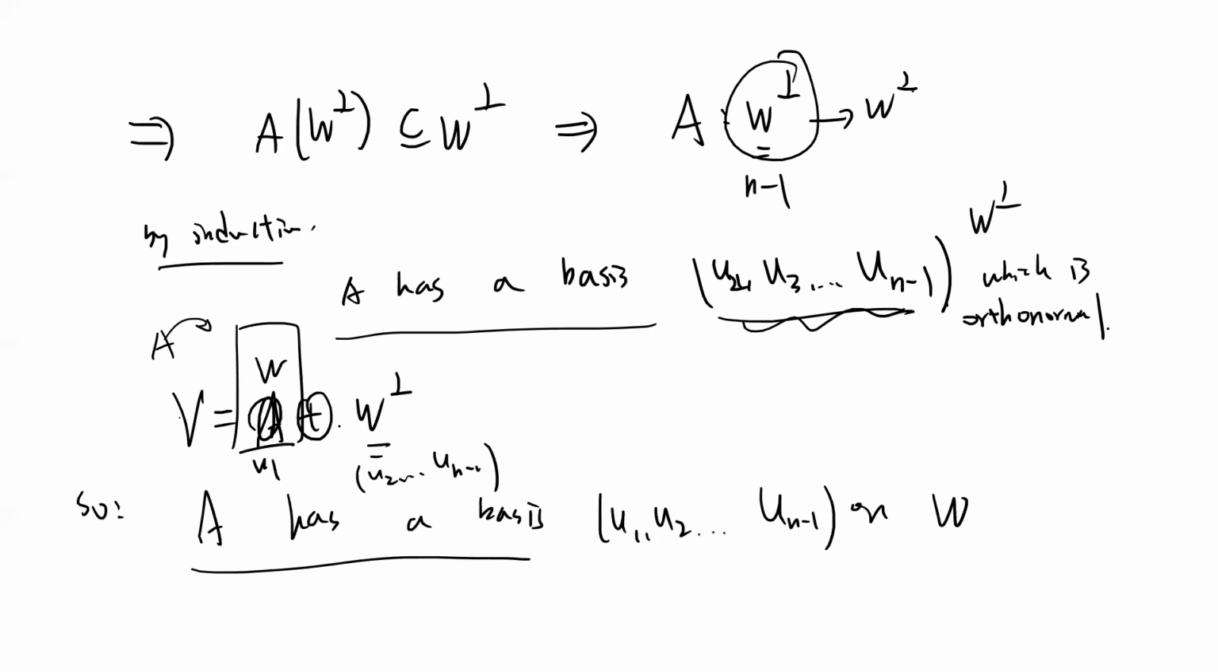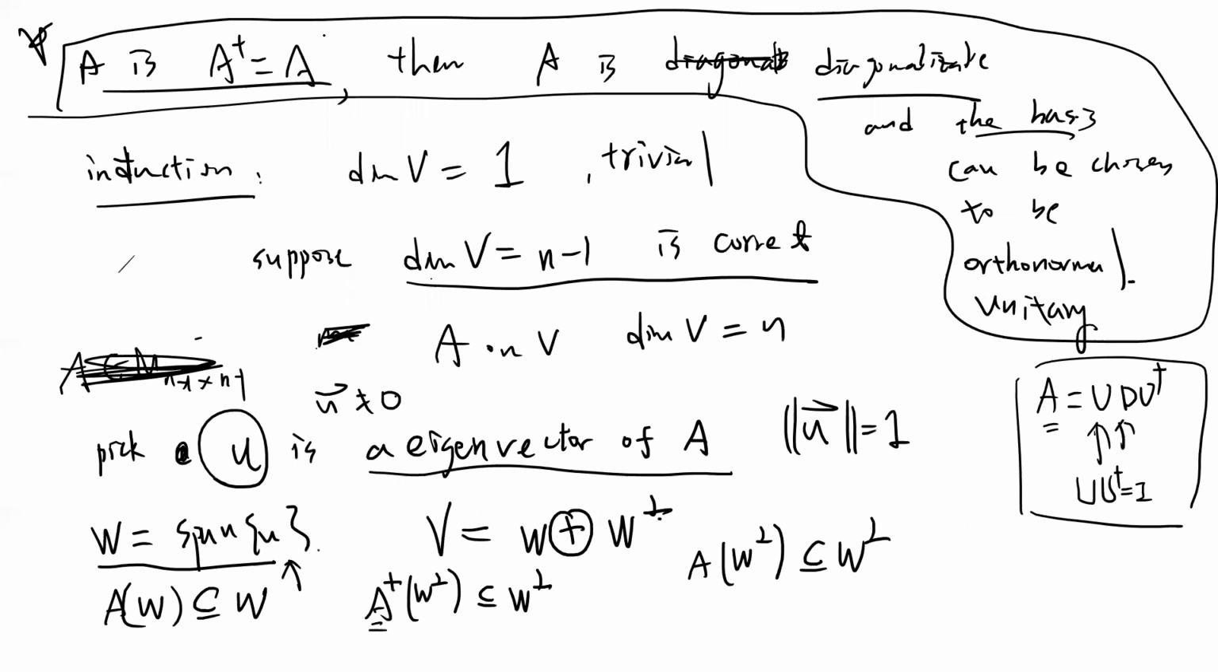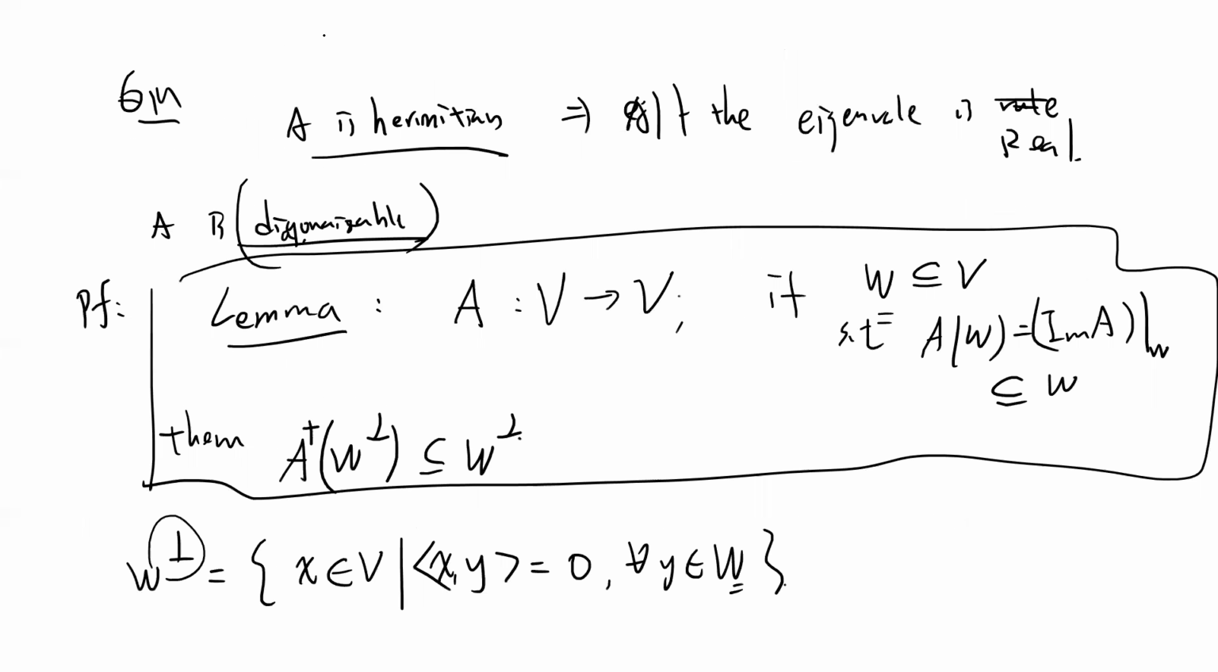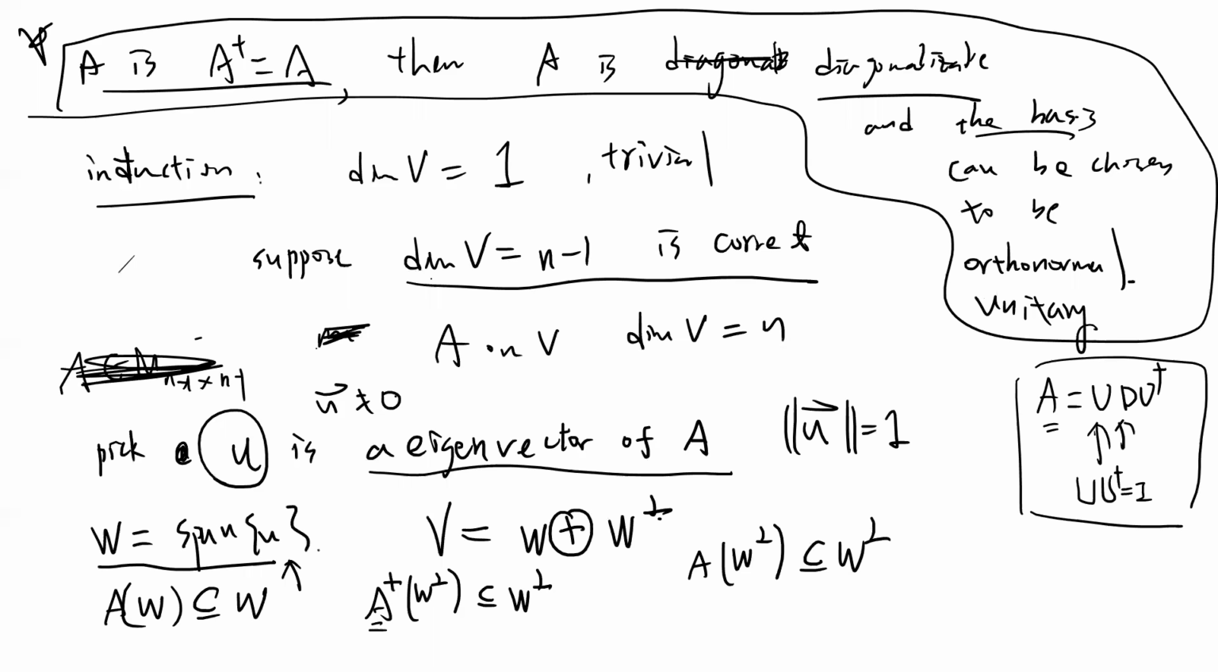By definition, since W and W complement are orthogonal, all their inner products are zero. So we know that U, U1, U2 up to U n minus one on the whole V are also normal. Okay, so this is the proof. The induction step is actually very beautiful, because you only need this simple lemma. Once you have it, you can show that any Hermitian matrix is diagonalizable and its basis can be chosen to be also normal.